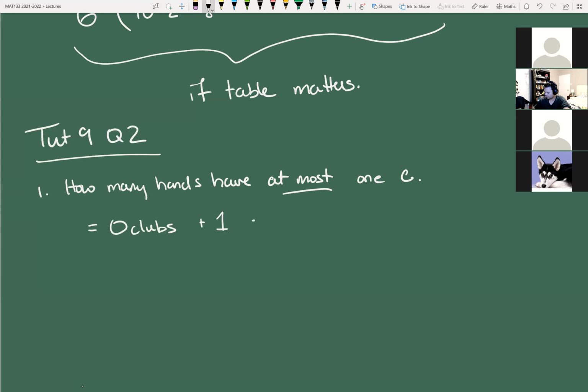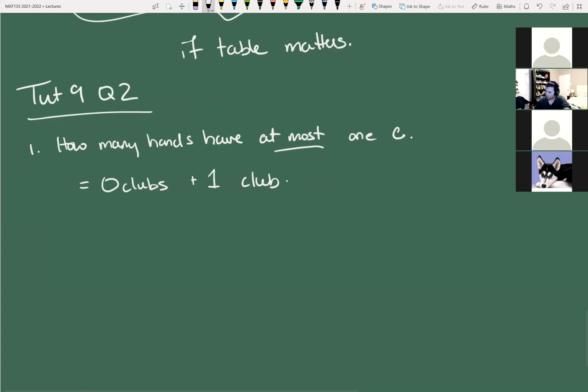Does everyone agree? If you have at most 1 club, you either have 0 clubs or you have 1 club. So what you can do is count the ways that you have no clubs. If you need to make a 5-card hand and you're not allowed to have any clubs, first of all, how many cards are there in a deck that aren't clubs? Yeah, exactly. So what is that, 39, I think? And you need to choose 5 of them. So what is the answer?